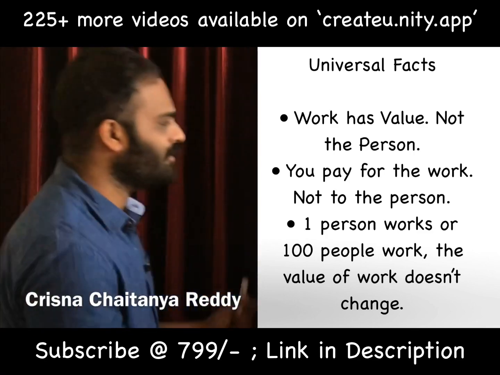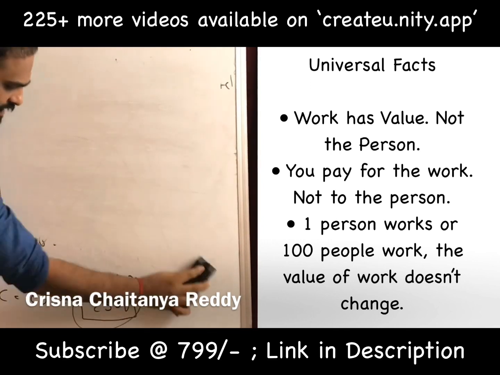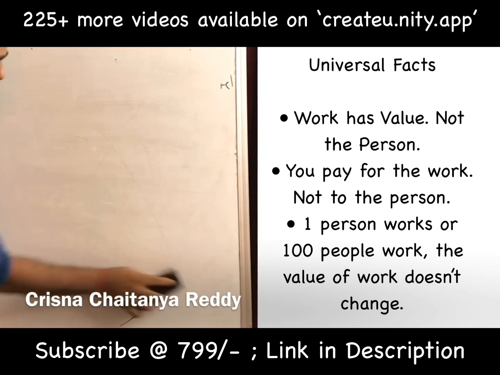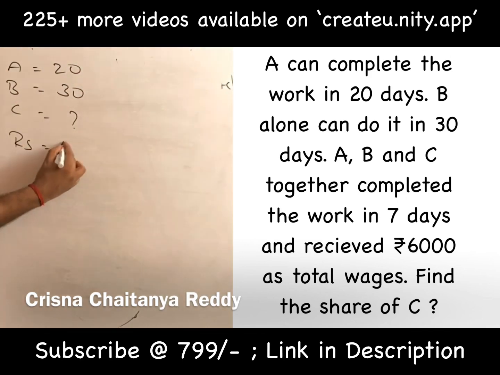So very, very simple one. Very, very easy. Please pay your attention here. I don't think you have to use your pen and paper again. Now try to understand. A can complete that work in 20 days. B can complete it in 30 days. C I do not know. And the total share is 6,000 rupees.